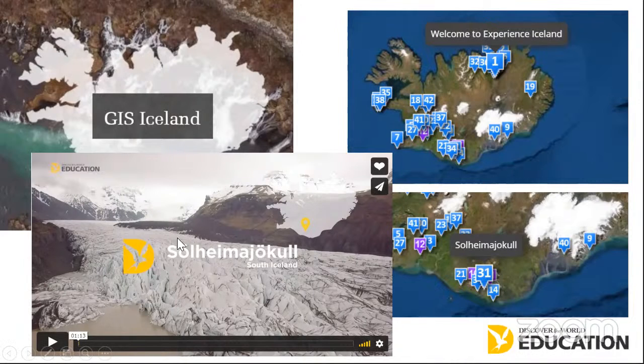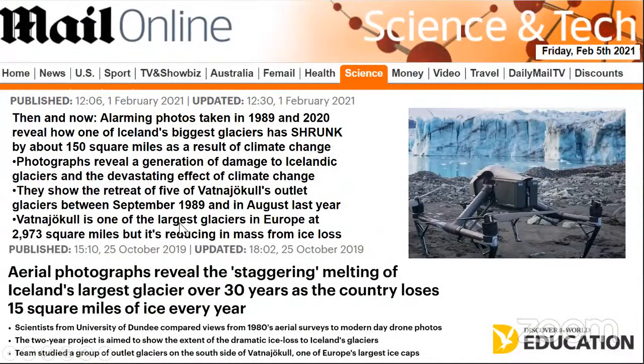GIS Iceland doesn't just focus on Sólheimajökull. As you can see, there are over 40 different sites in Iceland that you can also go and have a look at. Now, not a paper that I would normally take general interest in, but this particular article by Dr. Kieran Baxter from the University of Dundee did catch my attention. Dr. Baxter's very personal report on the changes of the glaciers in Iceland uses photographic evidence to show the dramatic changes since 1989.